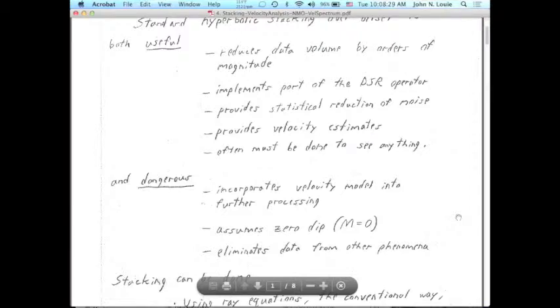So the good things about it: it's reducing the data volume and putting it onto axes that we can relate directly to the real world, our model space. It implements a part of the full DSR operator. So it's an approximation to the wave equation. It's not just pulled out of thin air. It actually does something that could be thought of as an inversion. And it's based in physics. It's not based on statistics or on improper descriptions of the physics. It's based on realistic descriptions of the physics.